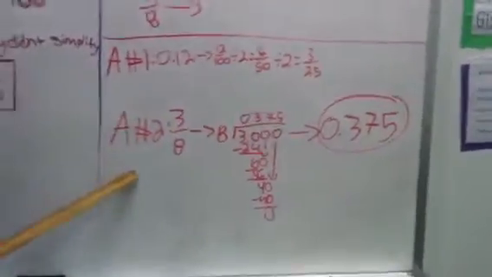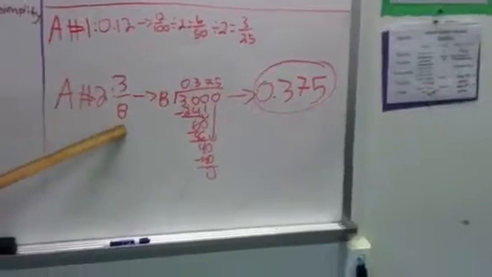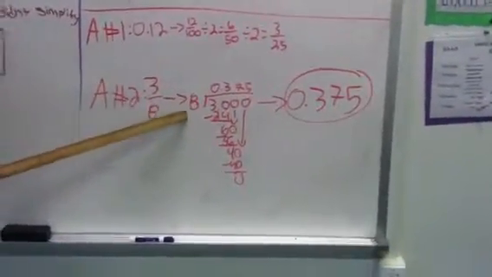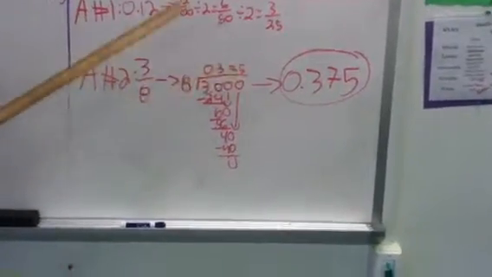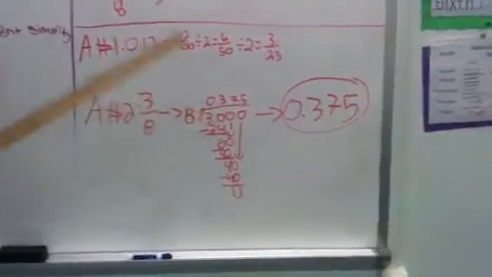So now we are converting a fraction to a decimal. So 3/8, first you divide 3 divided by 8, and it's 0.375. So 3/8 as a decimal would be 0.375.